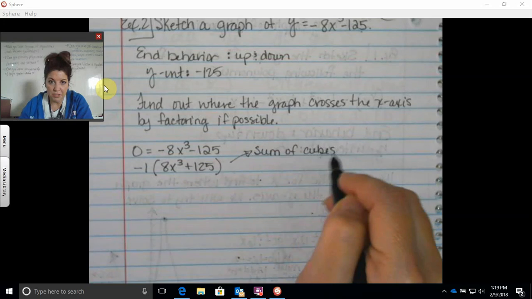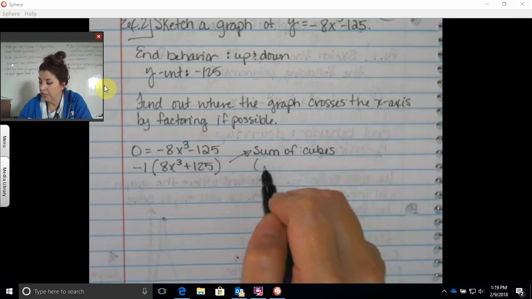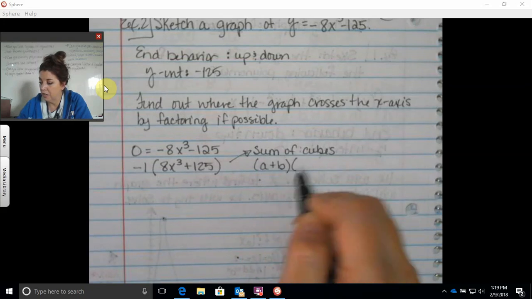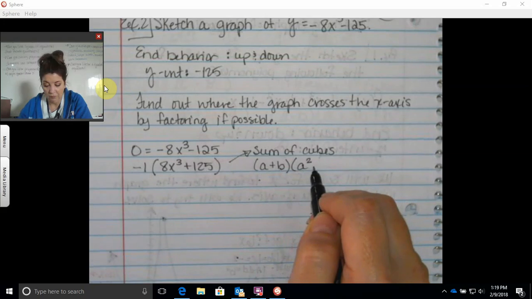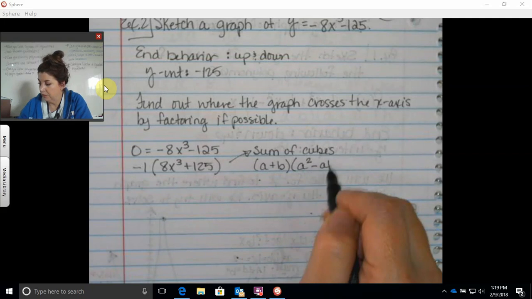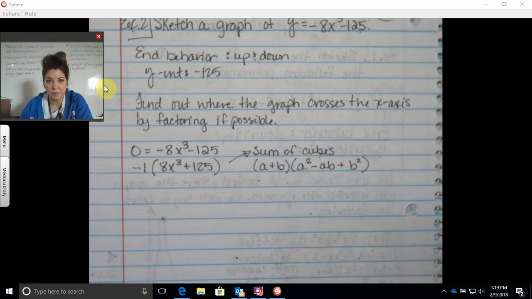And we know to factor a sum of cubes, we have to do the whole thing I taught y'all. Sum of cubes is a plus b times the quantity of a squared minus ab, because it's a different sign, plus b squared. Why did I factor out a negative 1? Because if I'm factoring and the leading coefficient's negative, we always factor it out.